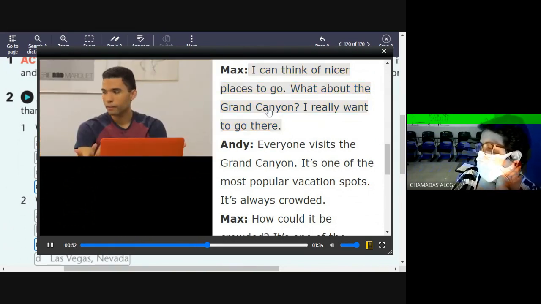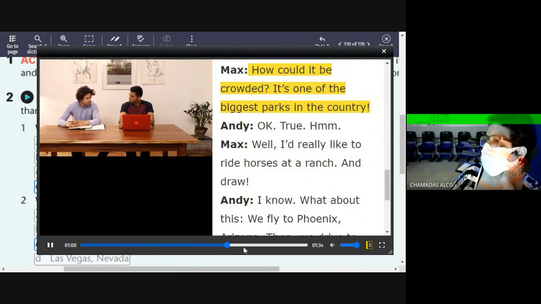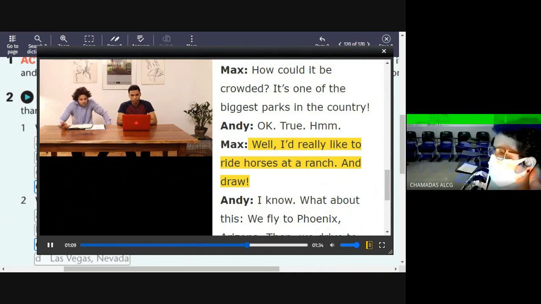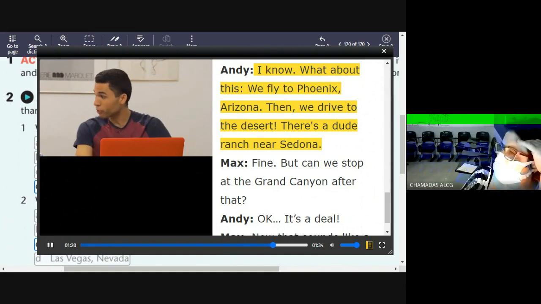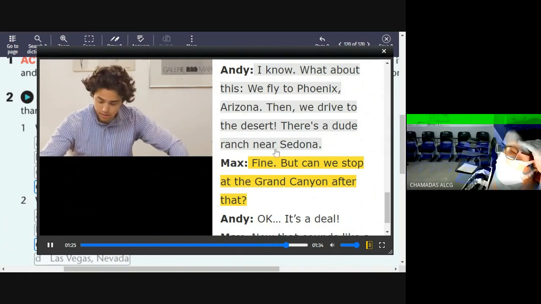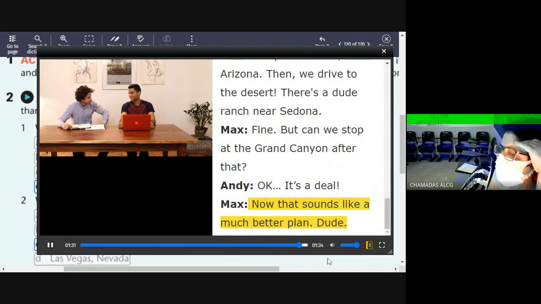You see? Everyone visits the Grand Canyon. It's one of the most popular vacation spots. It's always crowded. How can it be crowded? It's one of the biggest parks in the country. Okay, true. Well, I'd really like to ride horses at the ranch and draw. I know. What about this? We fly to Phoenix, Arizona, then we drive to the desert. There's a dude ranch near Sedona. Fine, but can we stop at the Grand Canyon after that? Okay, it's a deal. Now that sounds like a much better plan. Dude.